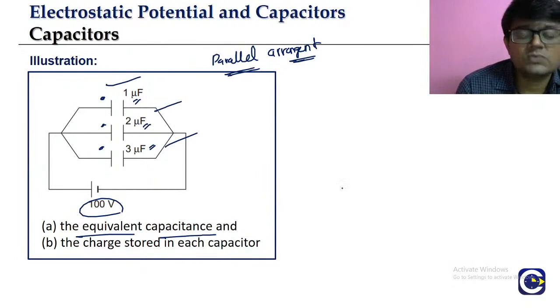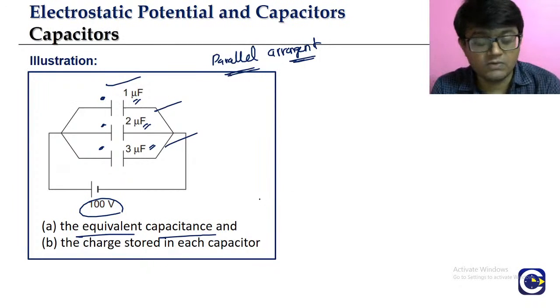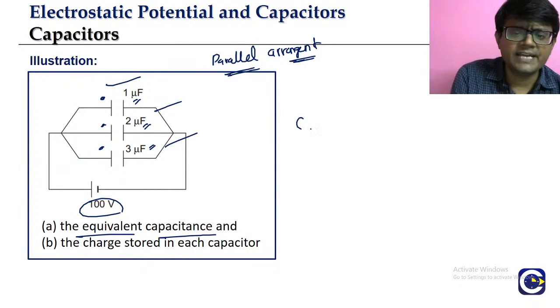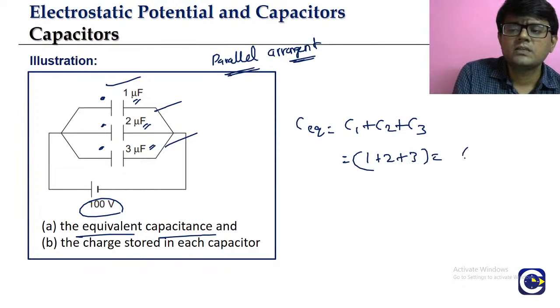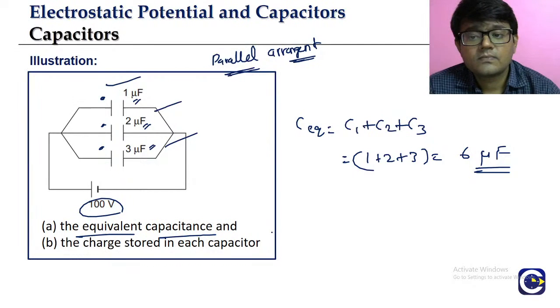First, they are asking us what is the equivalent capacitance எவ்வளவுன்னு கேக்குறாங்க. What is the equivalent capacitance formula? Straight, right? For a parallel, C equivalent is equal to C1 plus C2 plus C3, அவ்வளவுதான். So what is it, 1 plus 2 plus 3, 6 microfarad, over. So equivalent capacitance எவ்வளவு, 6 microfarad.